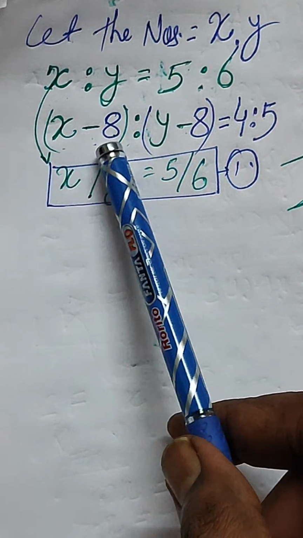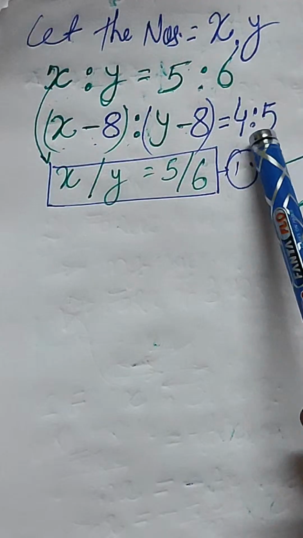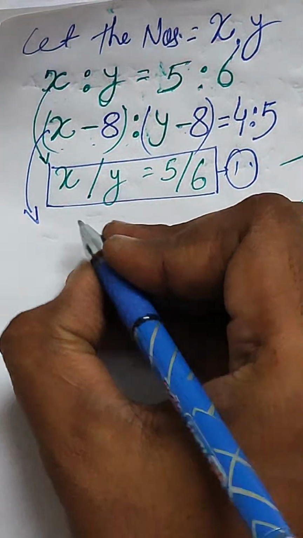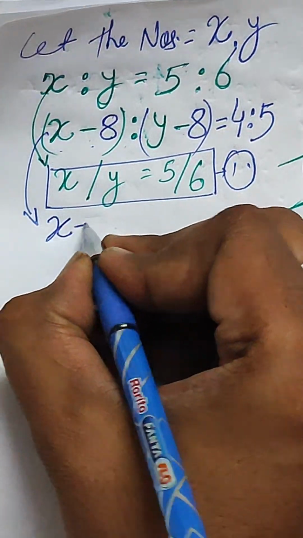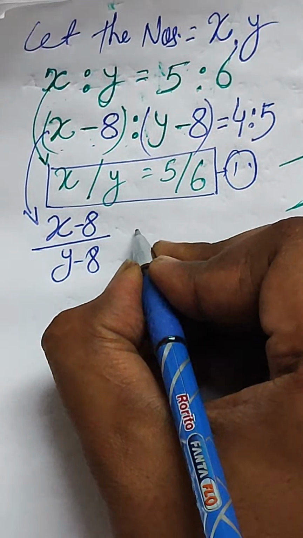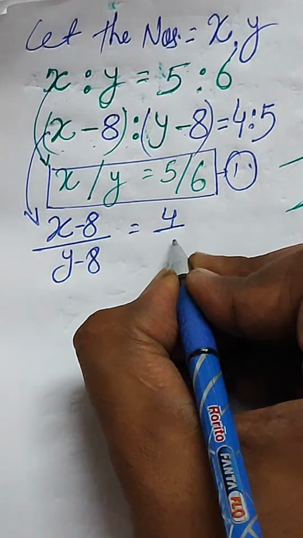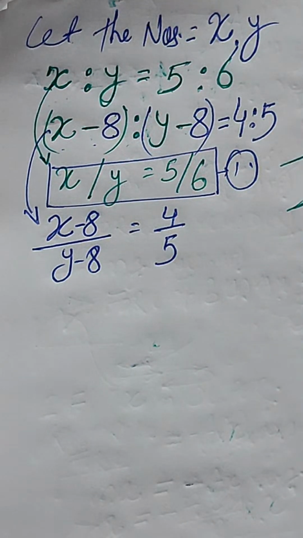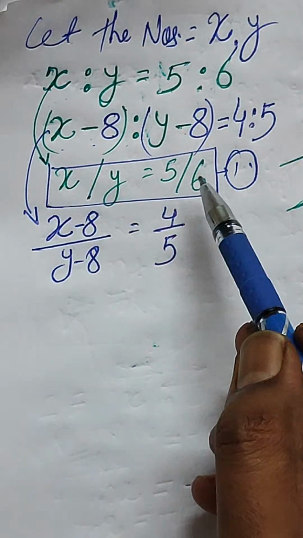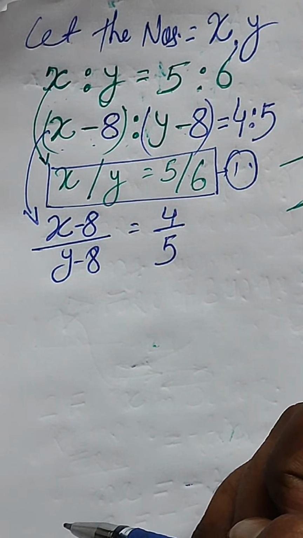Now x minus 8 is to y minus 8 is 4 is to 5. So this can be written as (x minus 8) by (y minus 8) is equal to 4 is to 5, right? Now just substitute the value of x from here into the form of y.